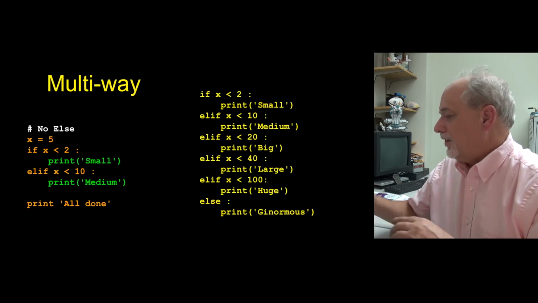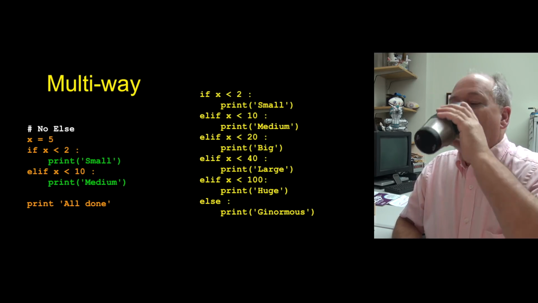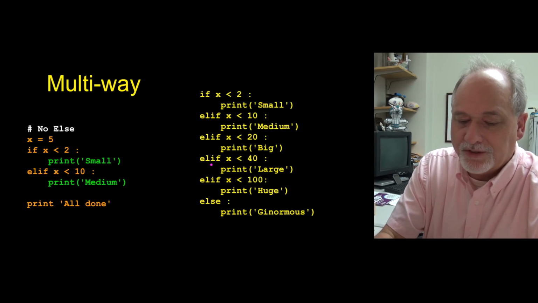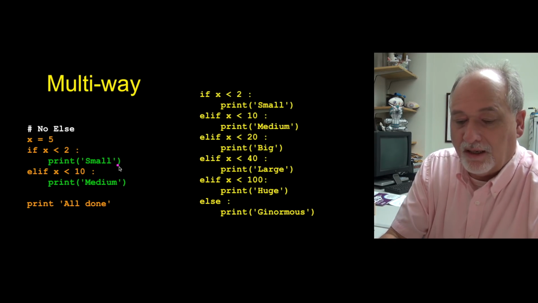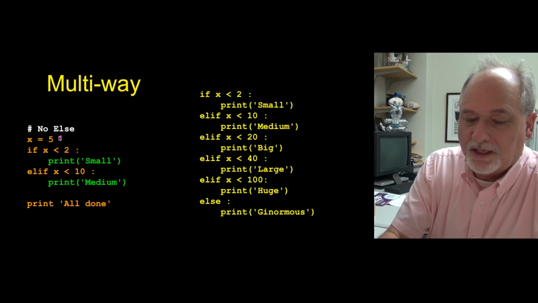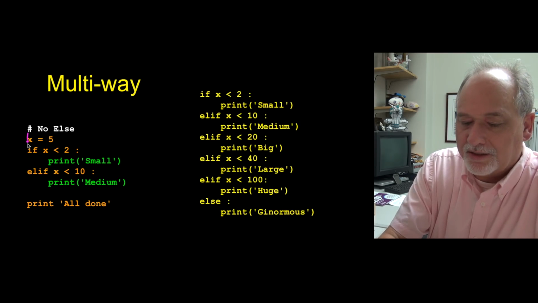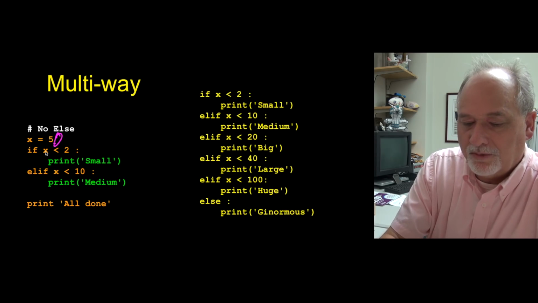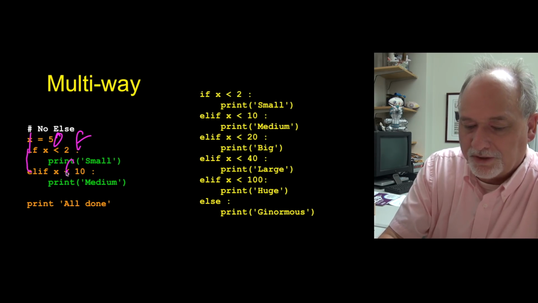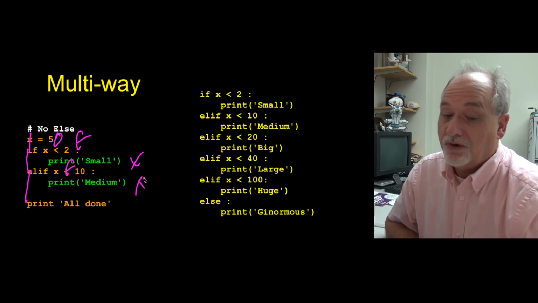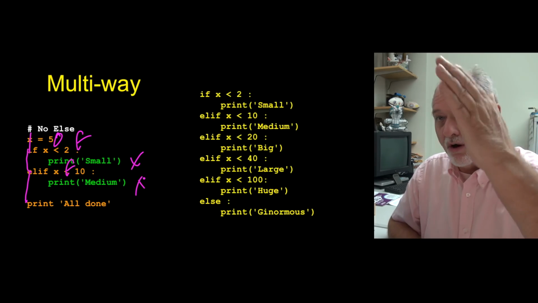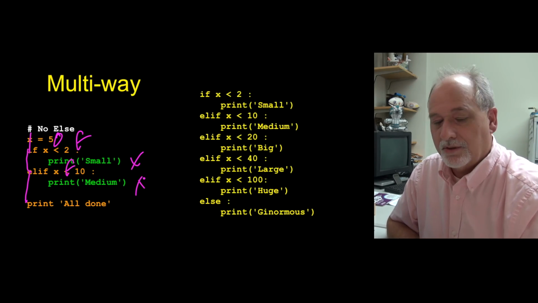And so there's a couple of variations on this multi-way. You can have no else, as in this case. And this just means that it might not run any of them. In this case, x is 5, so it's not less than 2, but then it runs this one. But if x was 50, for example, then this would be false, and it would skip, and this would still be false, and it would skip, and neither of these two would run. So if you don't have an else, you're not guaranteed that one of them is going to run, because else is like the catch-all. If the other ones are all false, then the else is the one that runs.